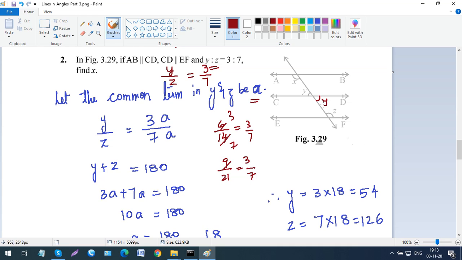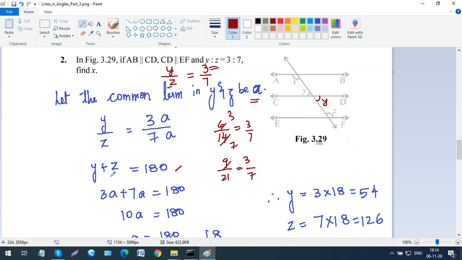They are vertically opposite angles, isn't it? This is y, and whatever angle is over here, the same thing you will get over here also, right? So this y and z added together, I told you, it's going to be supplementary. So y plus z, they lie on the same side of the transversal, interior angles on the same side of the transversal. So y plus z is 180.